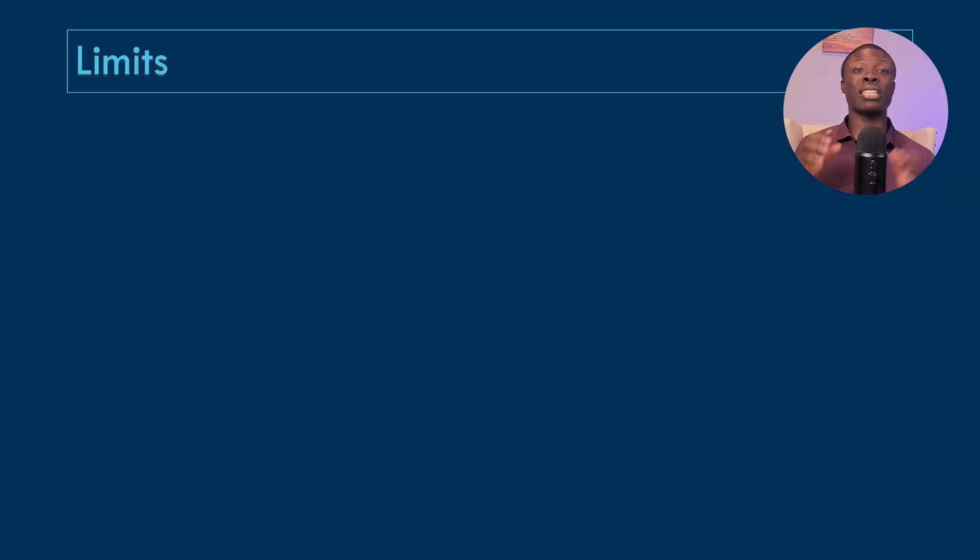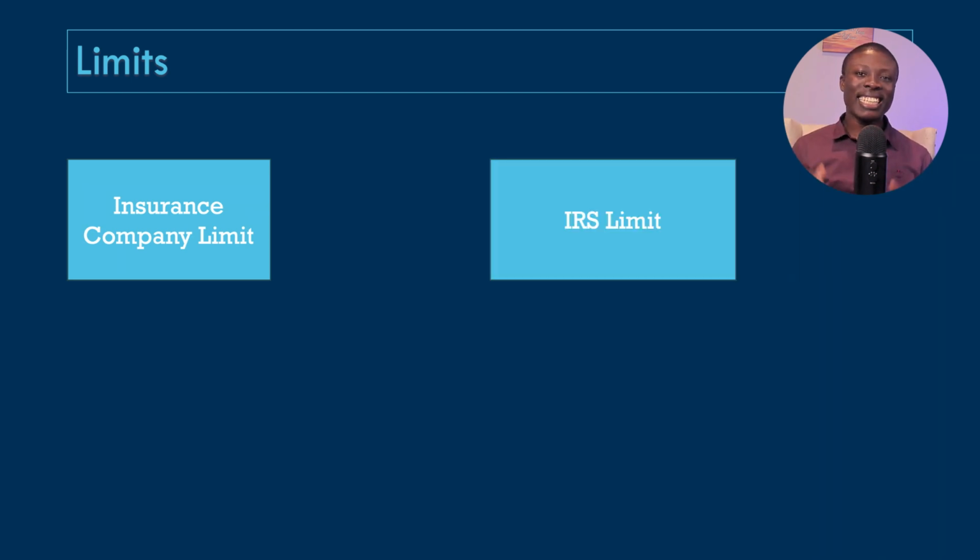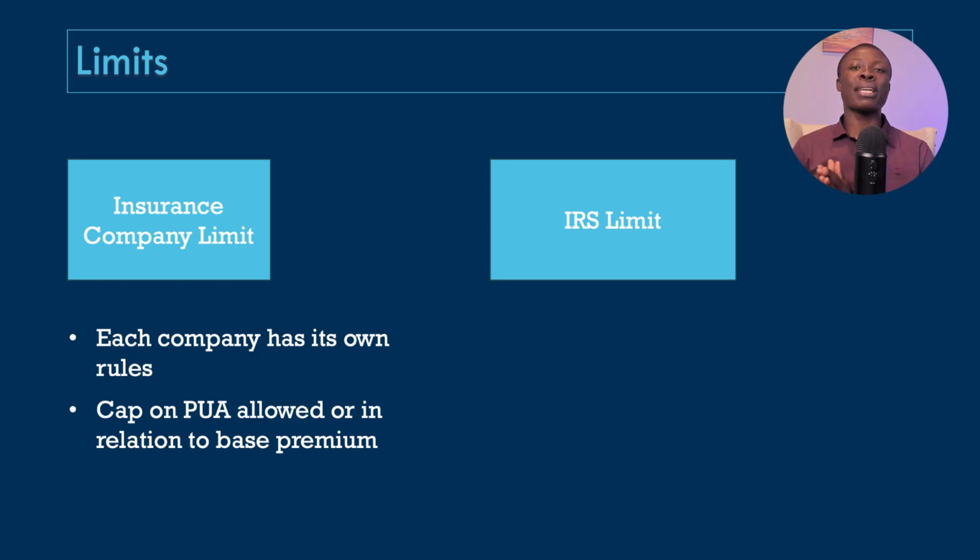In fact, there are 2 limits that we need to consider. Number 1 is the insurance company limits, and number 2 is the IRS limits. Each insurance company has its own rules. For example, some of the big companies might let you pay up to 10 times your base premium in PUAs. So if you have a base premium of about $10,000, you could potentially pay up to $100,000 in PUAs. Other companies have a limit on the amount of money you can pay into PUAs. So different companies have different limits.